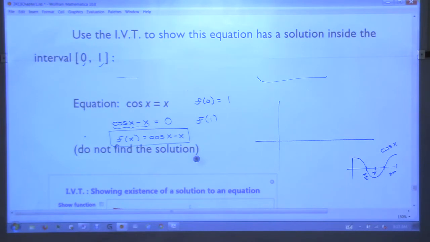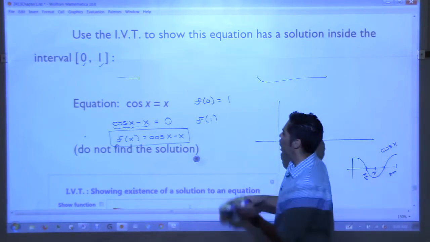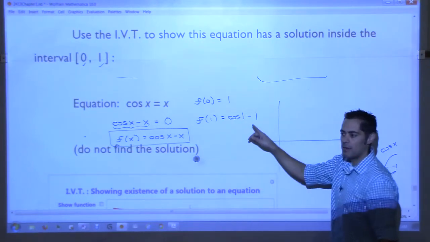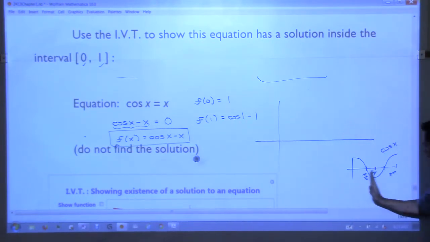Okay? So I'm asking you to plug 1 into this function. Cosine of 1 and then minus 1, right? That's what we want? Cosine of 1. Where's 1 on this number line?